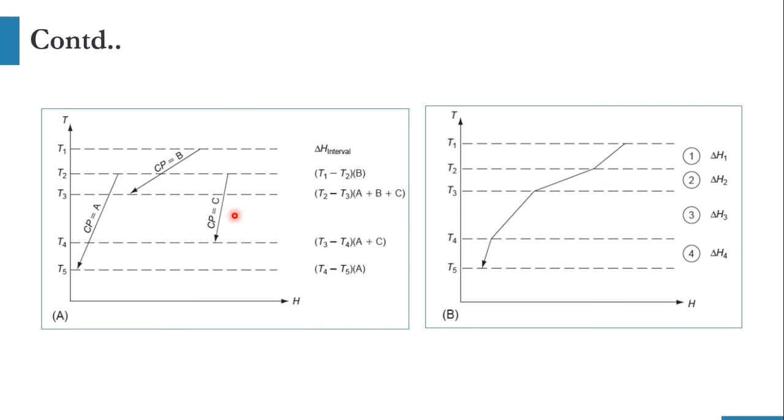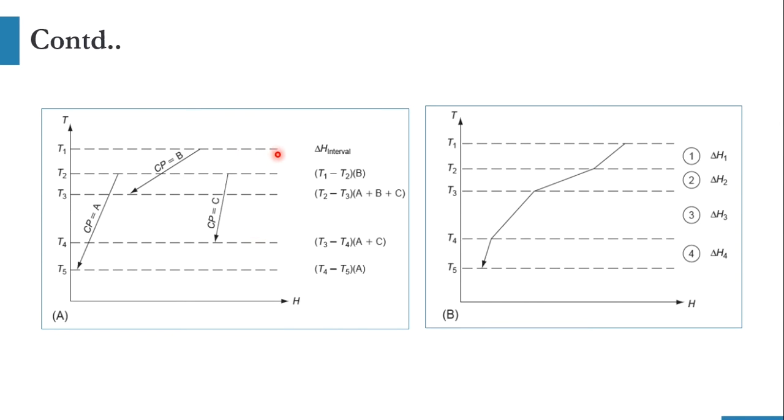Now, how can we combine all this? As you can see, there are three streams: A, B, and C. Stream A is from T2 to T5. B is from T1 to T3. C is from T2 to T4. We have to calculate delta H of each interval. How? If you remember the problem table approach, delta H is calculated by multiplying Cp by the temperature interval. Here we will not be subtracting. Here we will be adding.